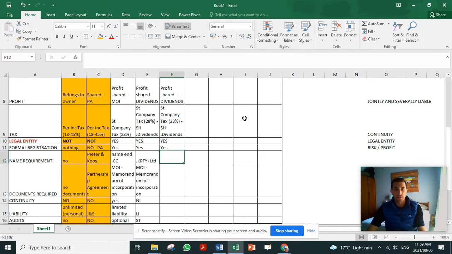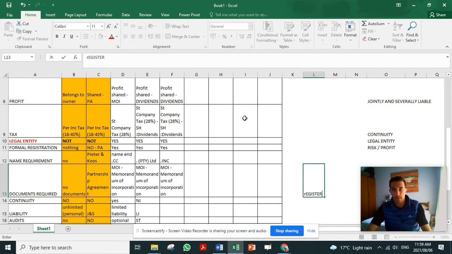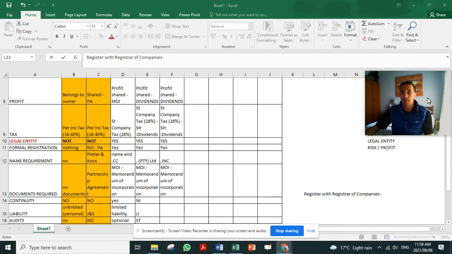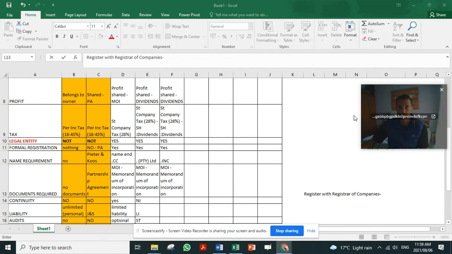And the first difference is the name doesn't end with Pty Limited. It ends with Inc. That stands for incorporated. All right. The document requirement is still a memorandum of incorporation. They still need to be registered with the registrar of companies. Let me just put it here. They need to register with the registrar of companies. Why do they have to do that? This is due to the Companies Act, and that's a requirement.